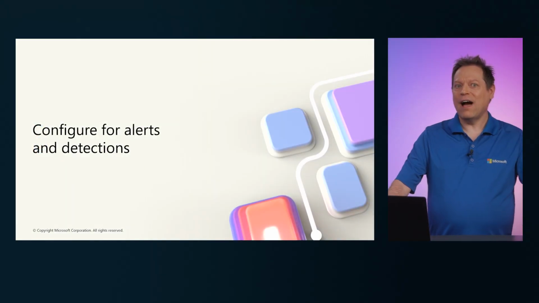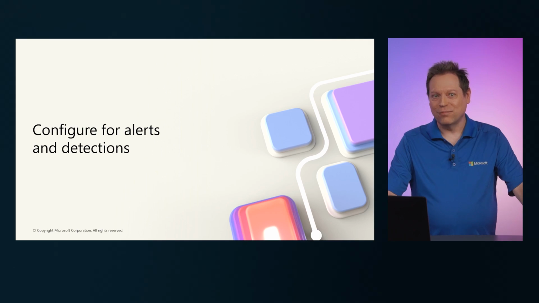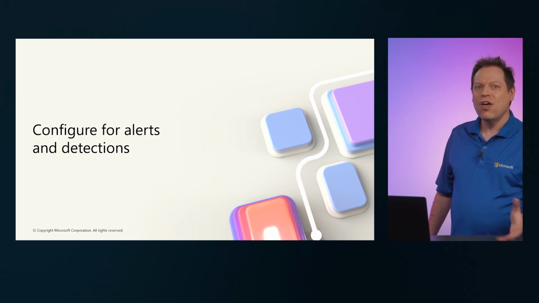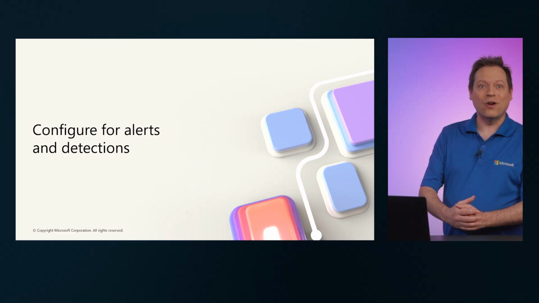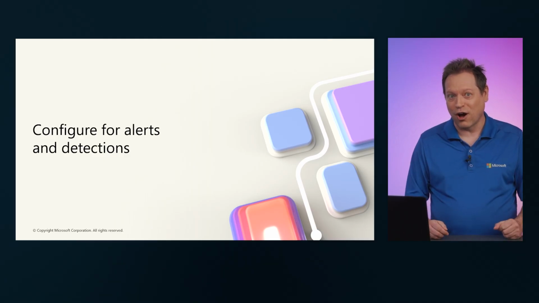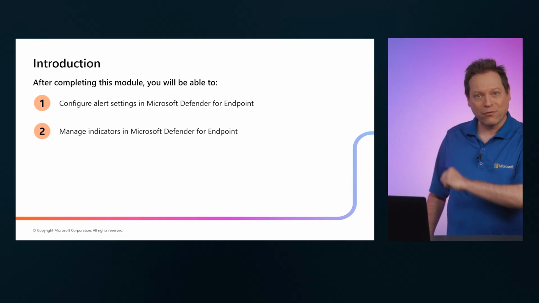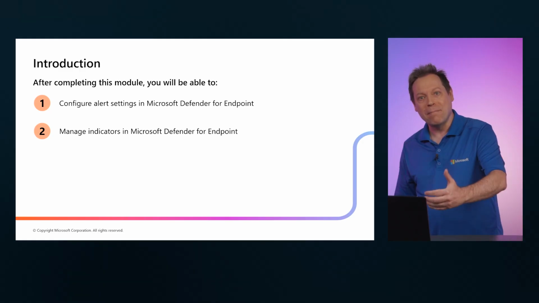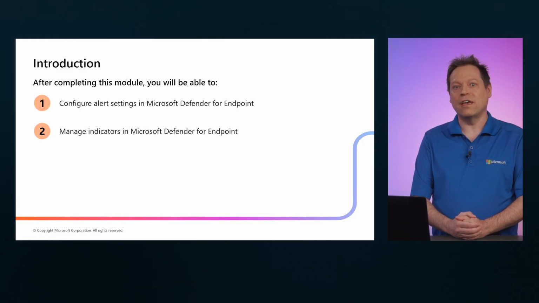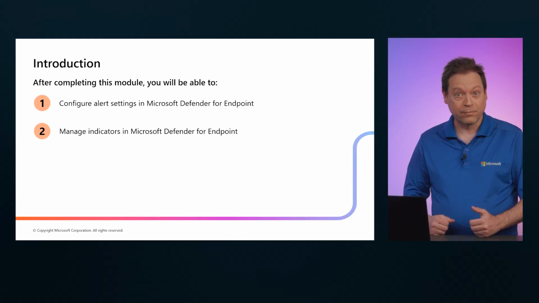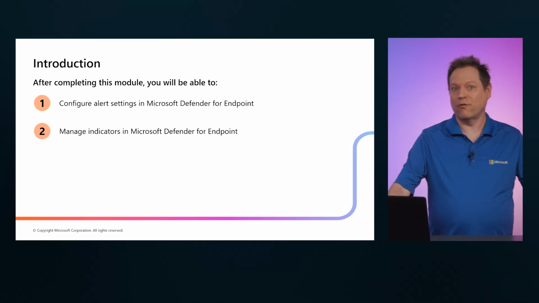Now we'll focus on how alerts are configured and managed. Because detection is only helpful if the right people are notified, noise is controlled, and your indicators and policies align to how your organization operates. After completing this module, you'll be able to configure alert settings in Microsoft Defender for Endpoint and manage indicators so you can improve signal to noise and enforce blocking or auditing for known indicators of compromise.